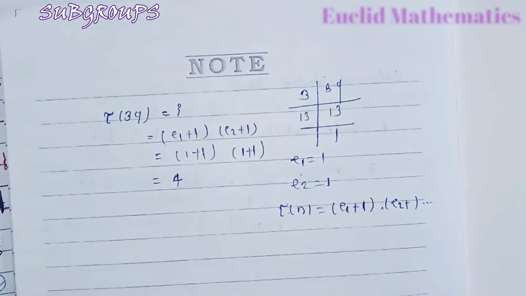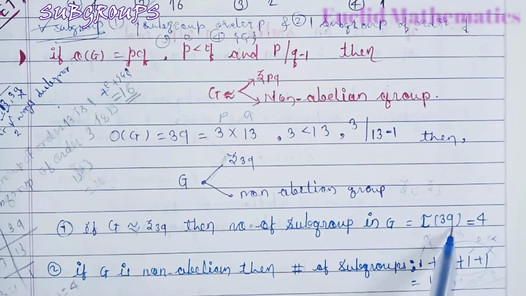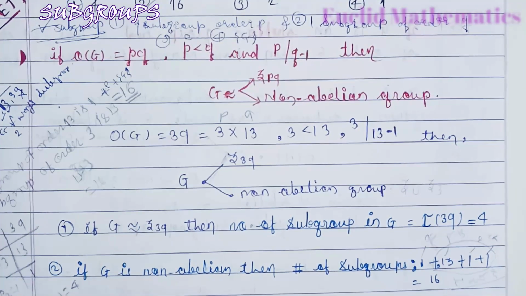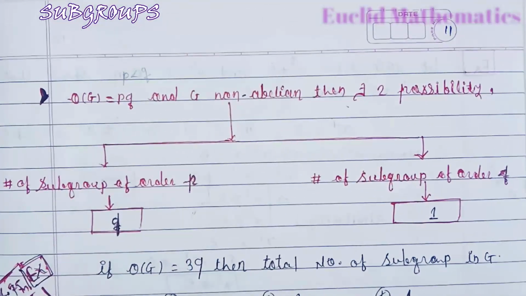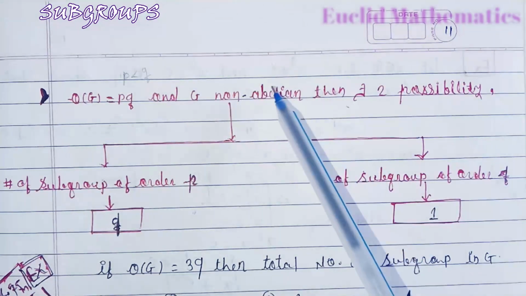So let's get back to the example. If G is isomorphic to Z39, that means the number of subgroups of G is tau n, tau 39, which is 4. Now the next possibility: what happens if the group is isomorphic to a non-Abelian group? We saw above the property that the order of G is pq, with p strictly less than q, and G non-Abelian.